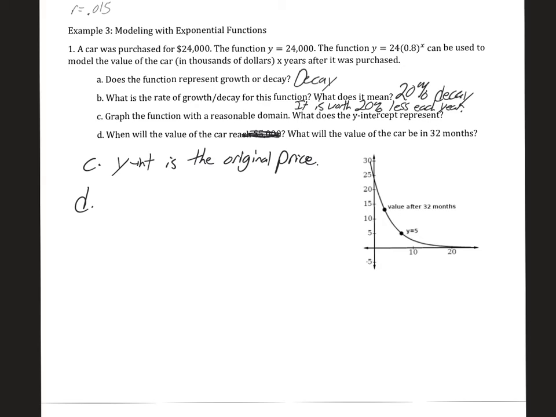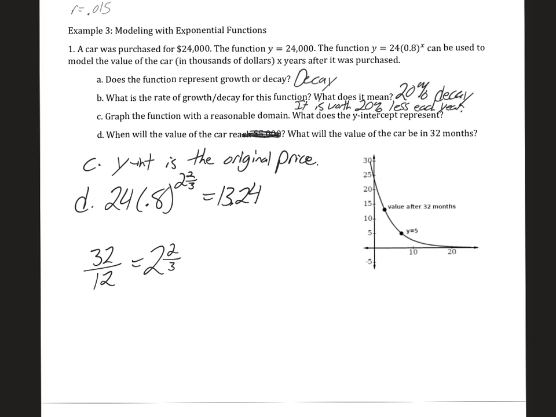I want to skip this first question. I want to do the second one. What will be the value of the car in 32 months? Okay, so thinking about this, we have 24 times 0.8 to the 32 months. So this is, x is in years, right? Yeah, okay. So 32 months as years. So what is 32 divided by 12? Well, that's going to give me 2 2/3.